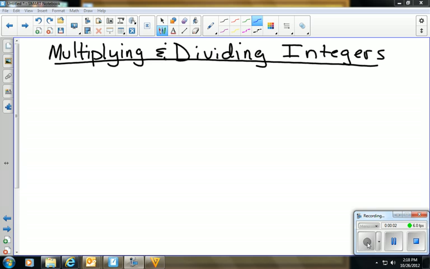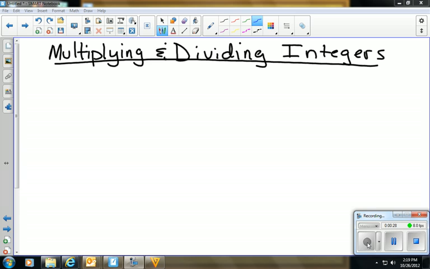Welcome back. Today we're going to be talking about multiplying and dividing integers. Now there are several ways of dealing with multiplying and dividing integers. I'm going to focus on just one way of teaching it to you today. The big thing I want to make sure you understand is there is a major difference as far as the rules with multiplying and dividing integers as there is with adding and subtracting integers. So you just want to make sure that you don't mix up the rules.